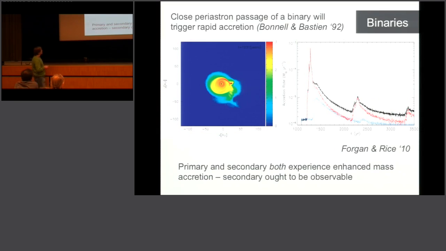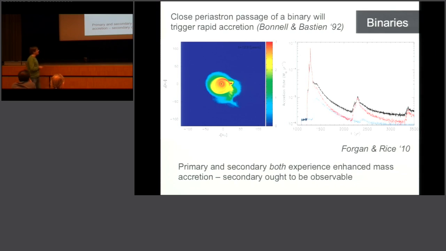Okay, so then let me finish with just one slide on binaries. So this is a much older idea, dating back to work by Bonnell and Bastien, now from the early 90s. And the picture here is simply that you have a disk that's now in a binary system, and the binary companion, which might potentially be a low-mass companion, has a very eccentric orbit, which brings it, roughly speaking, into the terrestrial planet region of the system.